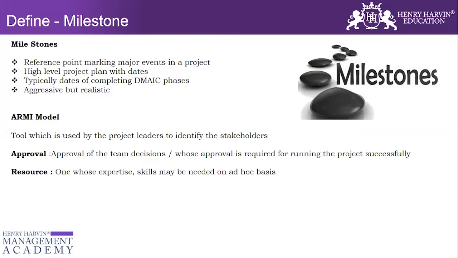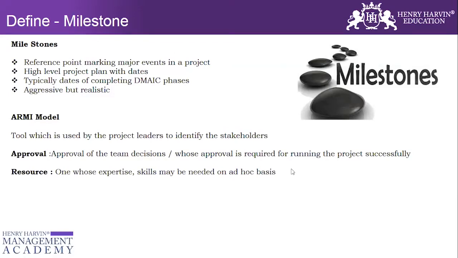Resource is a part of the project team, one whose expertise and skills may be needed on an ad hoc basis. He's not a full-time resource, but he's required at some point in time. For example, people from IT technology are not utilized at each and every point in time. They're utilized only during the improve phase of Six Sigma.